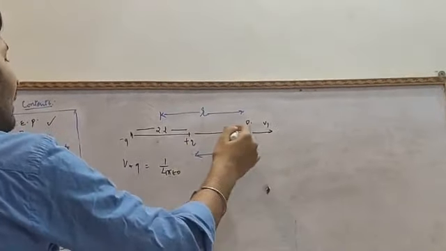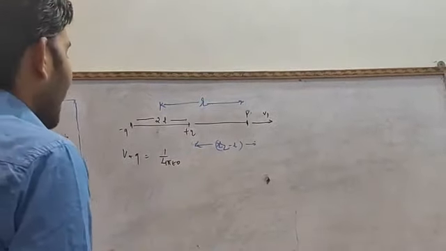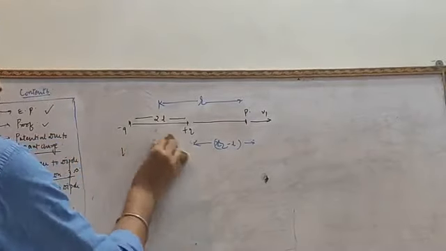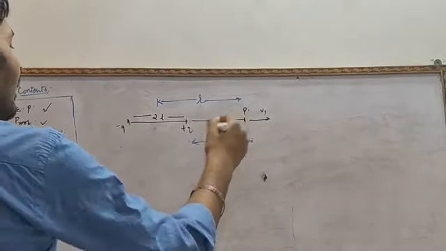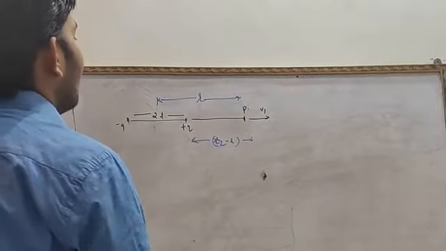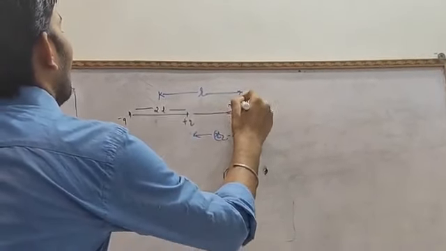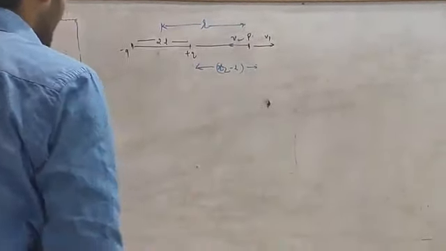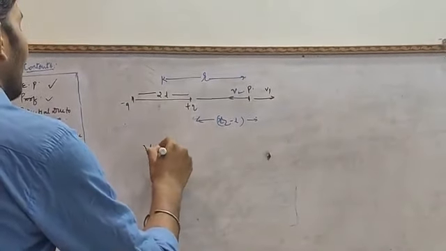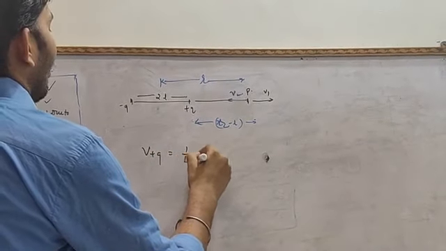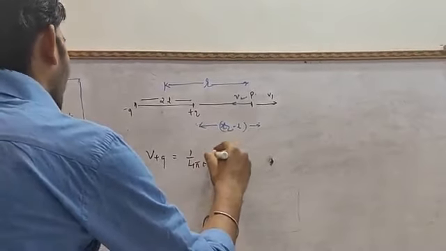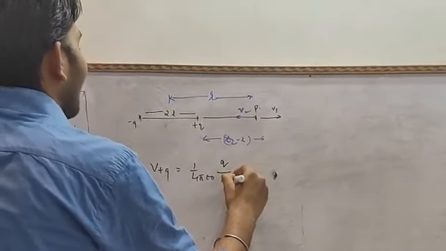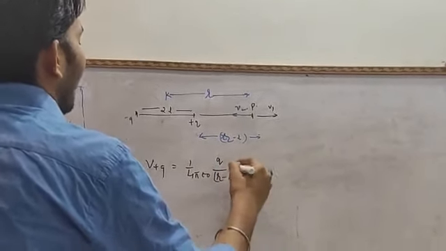So electric potential due to plus Q is V1, and this is V2 due to minus Q. So electric potential due to plus Q is 1 upon 4 pi epsilon naught Q upon R minus L.